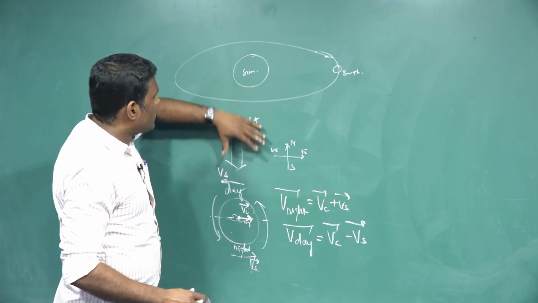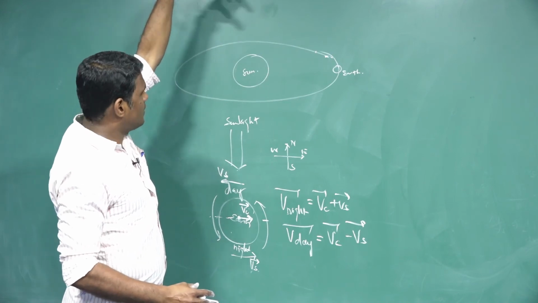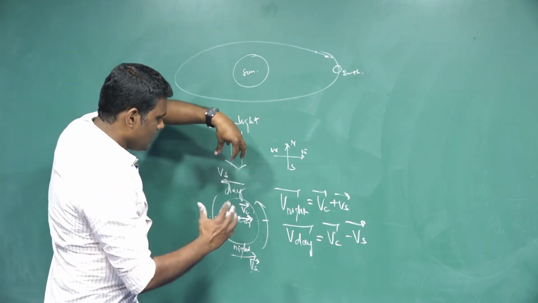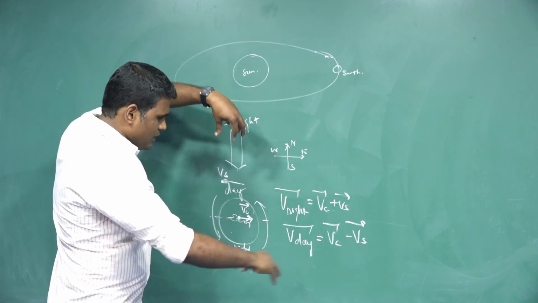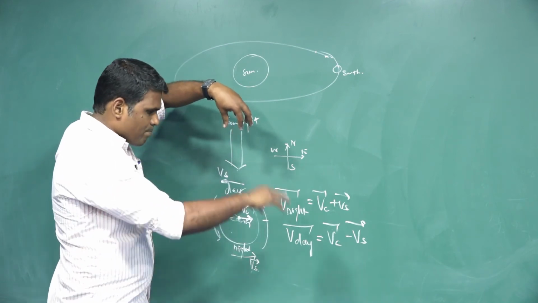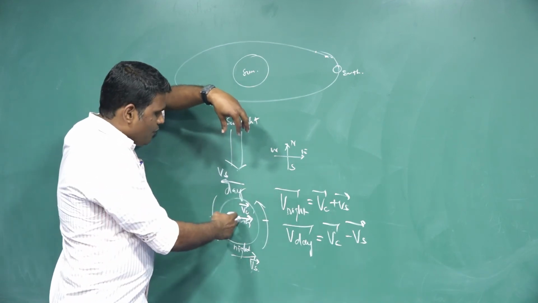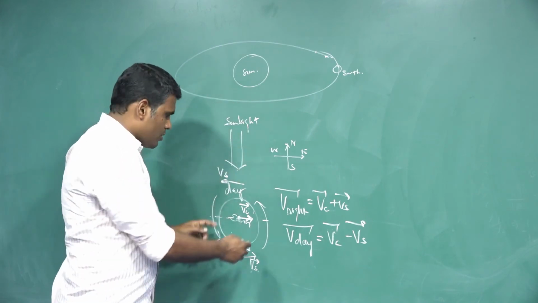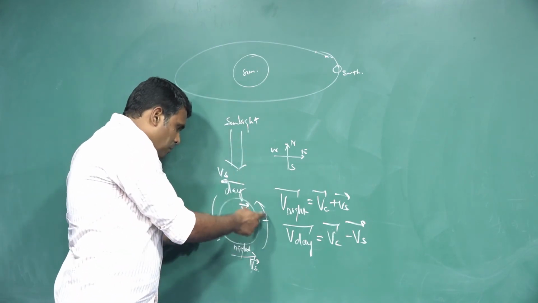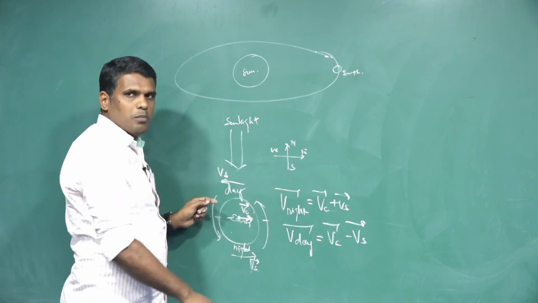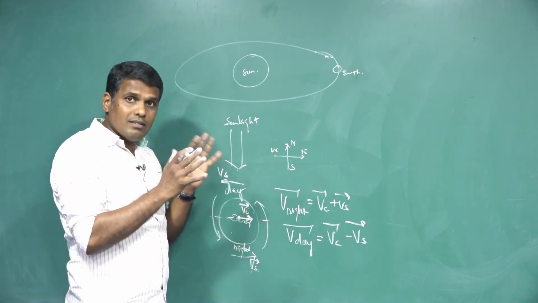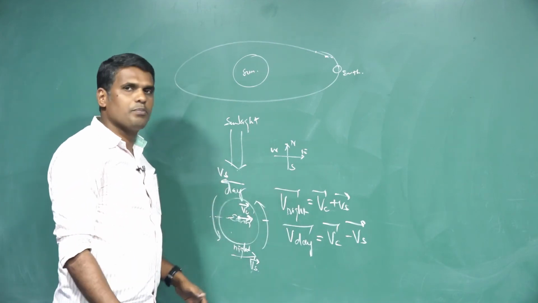Sunlight is falling on the Earth. Earth is undergoing a spinning motion, like this. The rotation of Earth is perpendicular to the plane of the board. The rotational plane is parallel to the plane of the board. So you need to have these references, then only you can understand it properly.